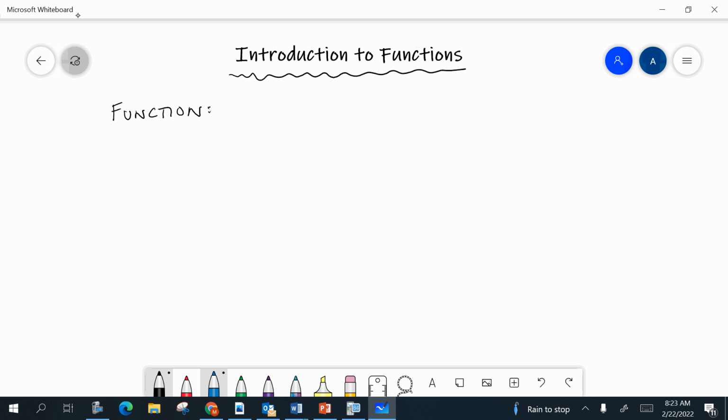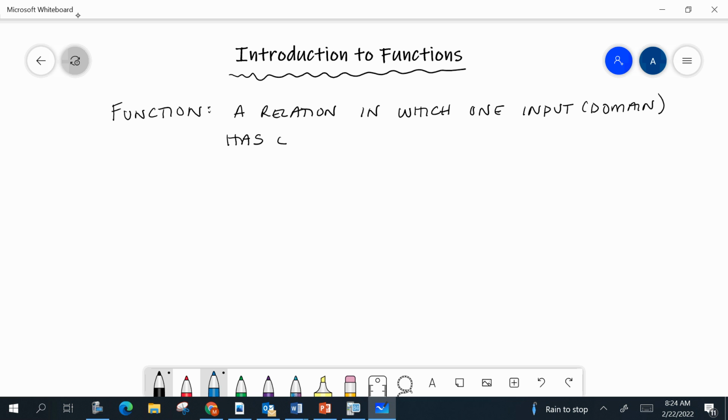That relationship could be an equation, it could be a graph, it could be a table, it could be ordered pairs, but it basically relates an x and a y quantity, okay? Well, a function is a special relation, okay? It's a relation in which one input, which we're going to end up calling the domain, has exactly one output, which we are going to call the range.